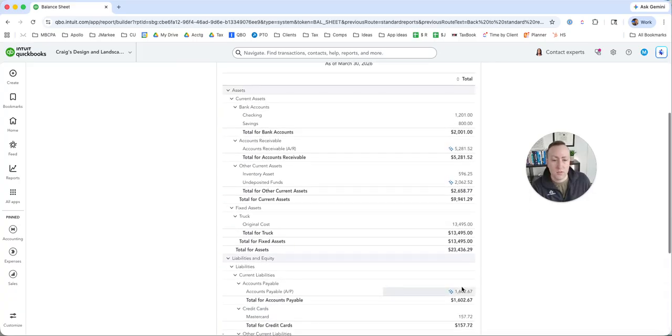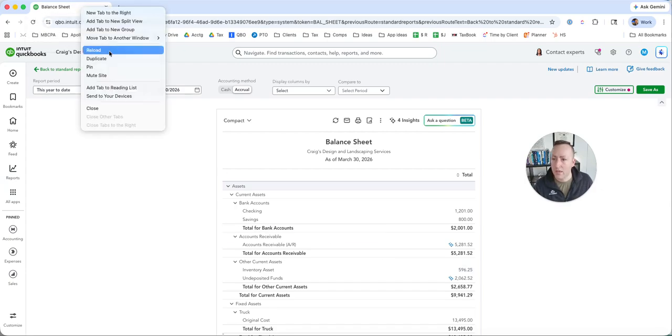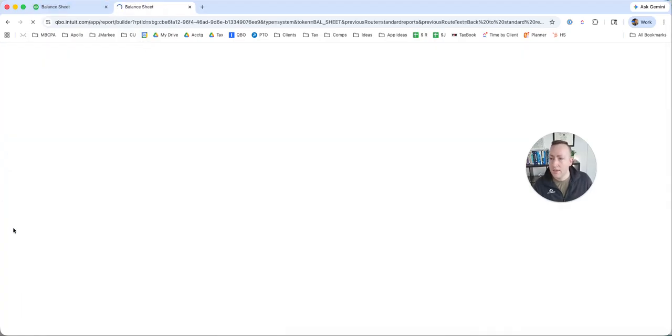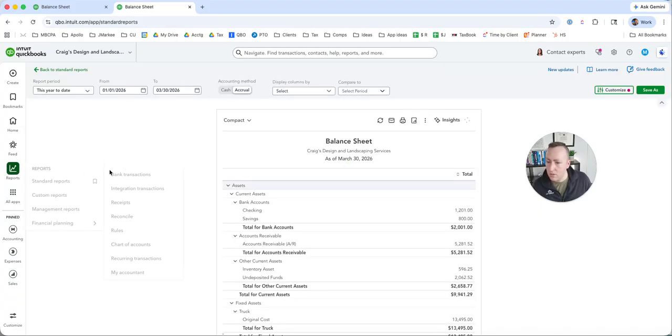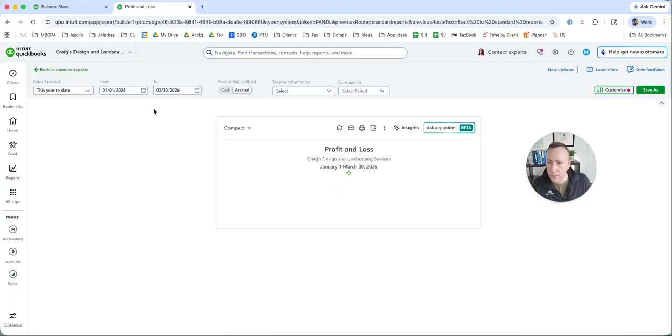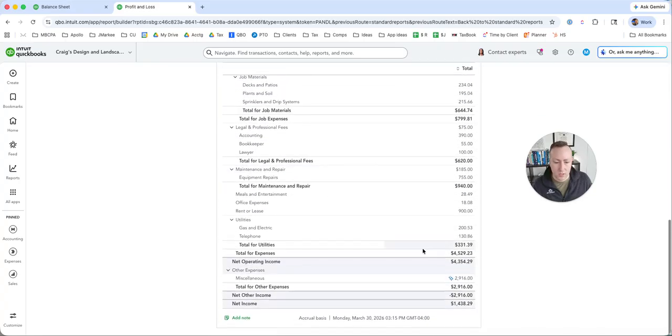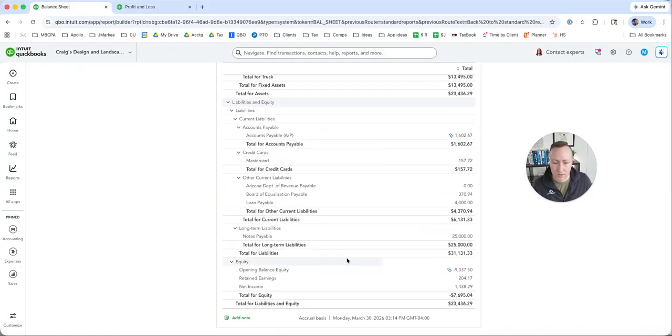So there's a few things that always have to be in line with financial statements. So if we were to duplicate this and go back to the profit and loss, the net income will be on the balance sheet. This is a feature of QuickBooks where it's forced. So here we have net income $1,438.29. If we come down here, we see this exact same number in the net income.